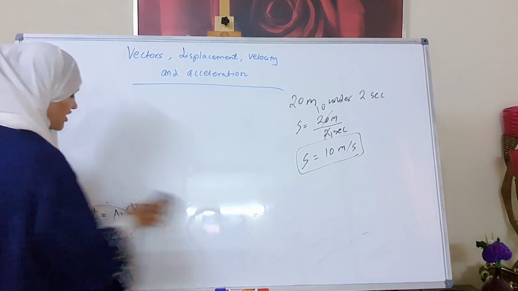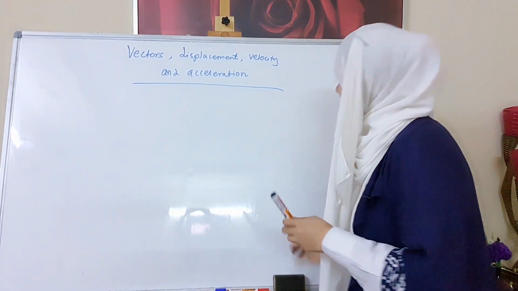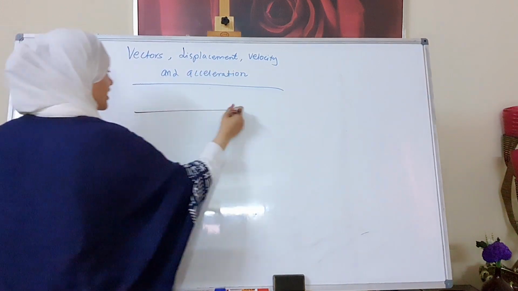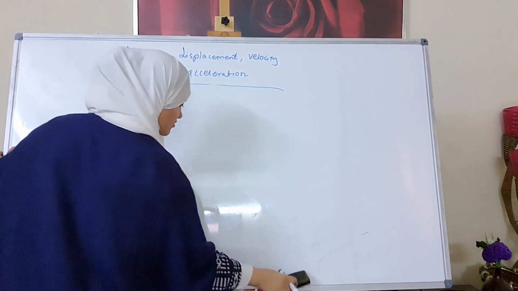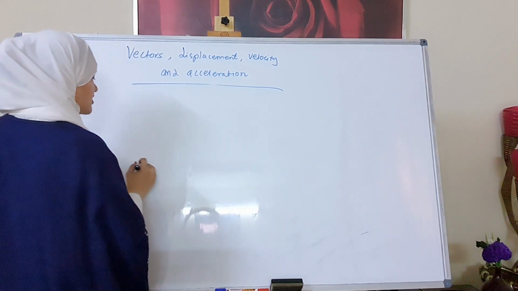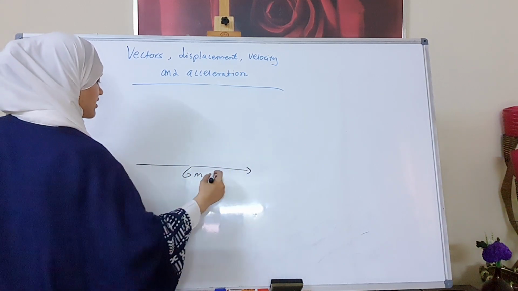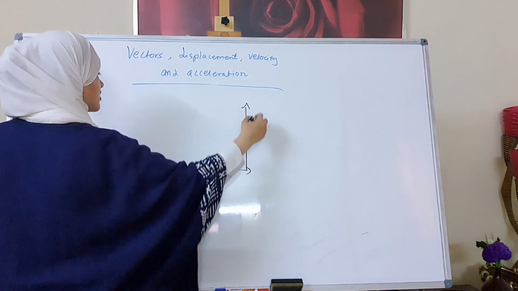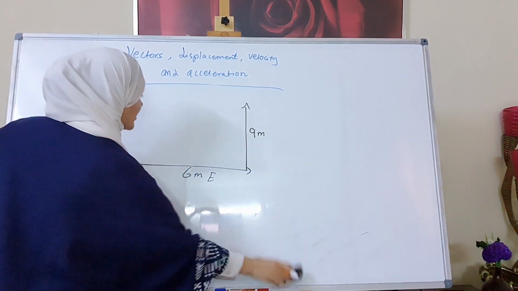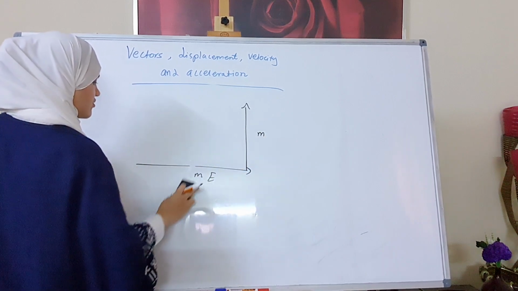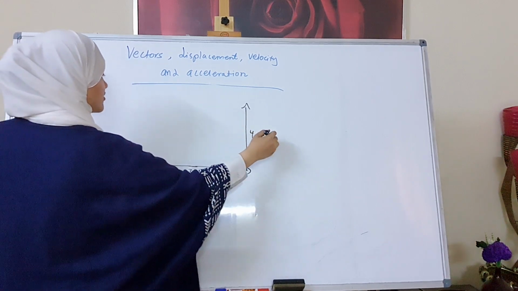But returning to displacement, we can also find displacement as a resultant, by using vectors. For example, here we have a runner who runs to the east, 3 meters, and then to the north, 4 meters.